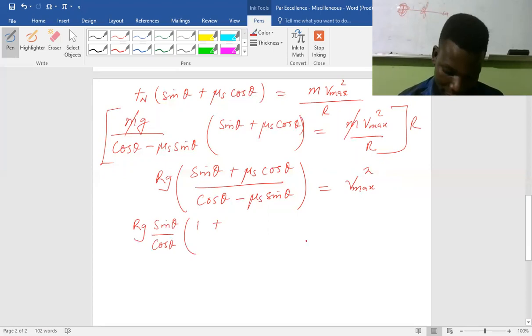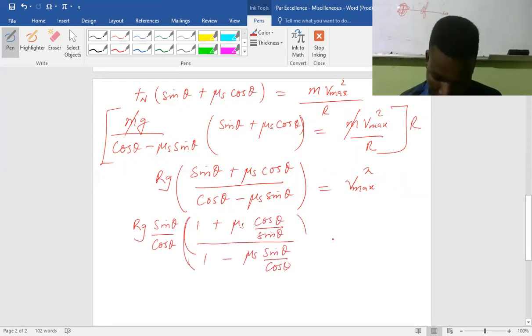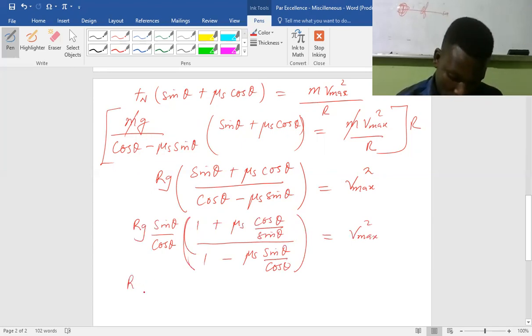Okay, so this goes up to here. And here, if we factor out, we're going to have one minus mu sine theta over cos theta, equal to V max squared. Okay. So now, when you look at sine theta over cos theta, it gives us tan theta. So we are going to have RG tan theta here. And here we have one plus.